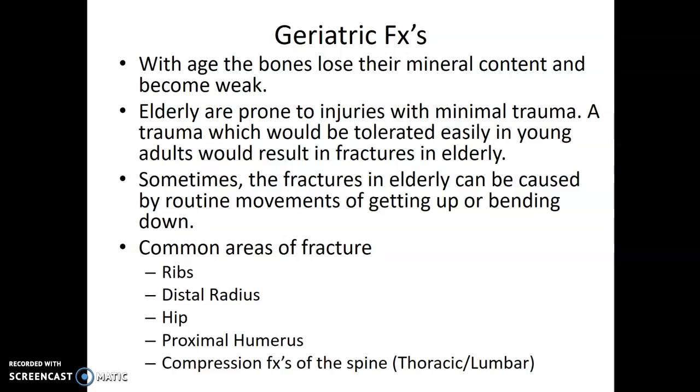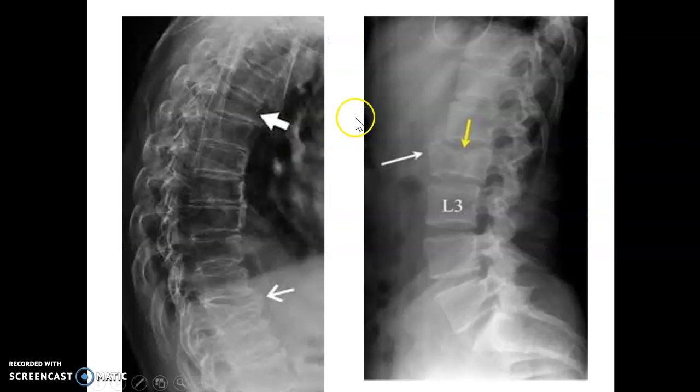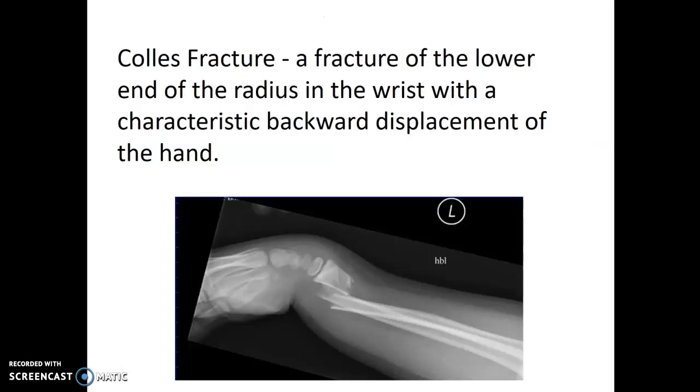So most common areas are ribs, distal radius, hip, proximal humerus, and then compression fractures. We've gone over compression fractures before, but obviously the compressed vertebrae is where the compression fractures are. And these aren't necessarily just from a fall. We've had patients that have coughed too hard and caused a compression fracture.